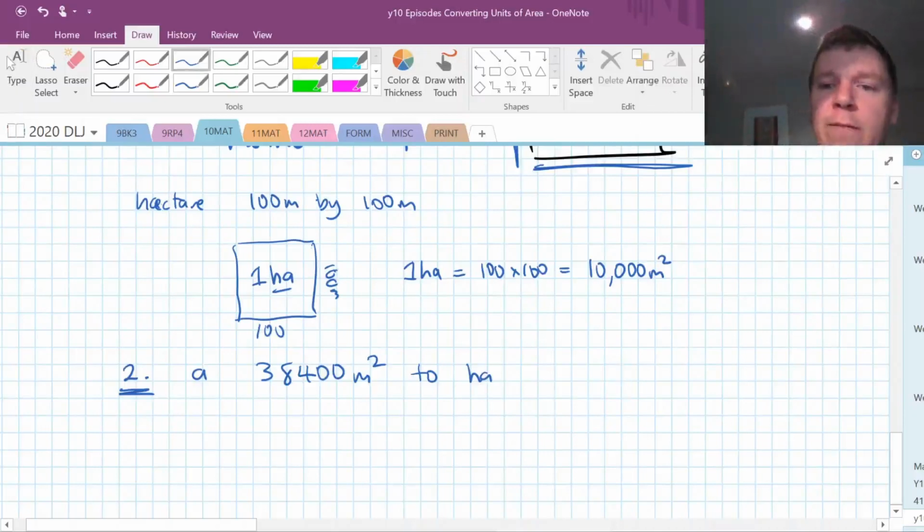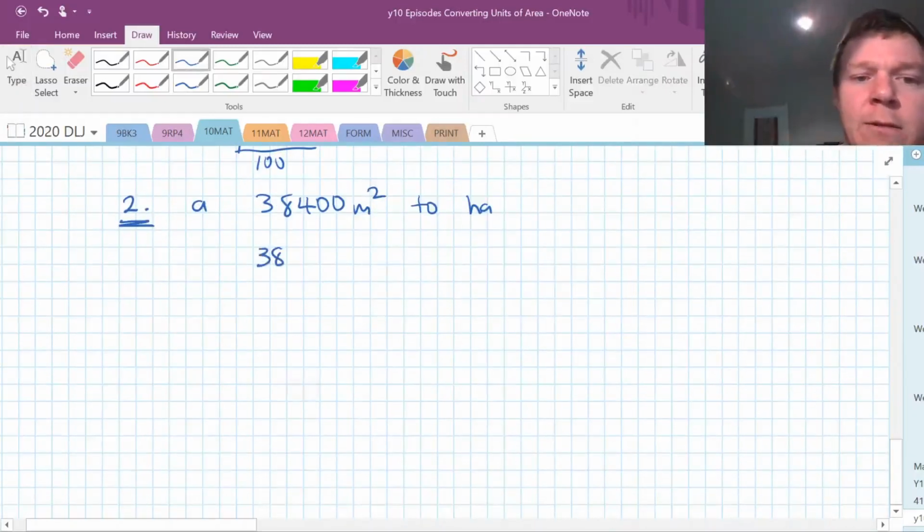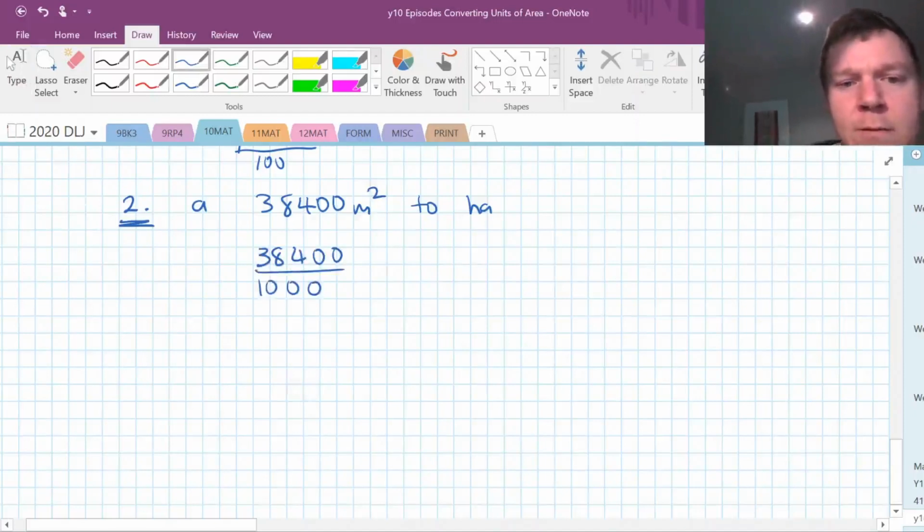Okay, so we have 1 hectare is equal to 10,000 meters squared. So if we take 38,400 and we divide it by 10,000, then we're going to get to the number of hectares.